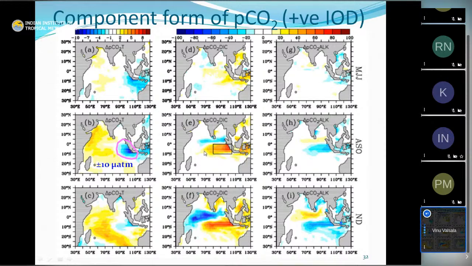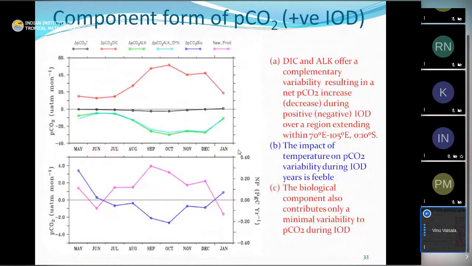The carbon enrichment induced pCO2 is larger by around 60-70 microatmospheres, and the alkalinity enrichment pCO2 decrease is around minus 30-40 microatmospheres. So when you add these two, you get a net change, which is what I am going to illustrate here. So the component form of pCO2, if I average it over the southeast Java Sumatra area, around 70 east to 105 and 0 to 10 south box, what I can see here is that this is the DIC induced increase of pCO2. This is the alkalinity induced decrease of pCO2. Red and green are going to cancel each other.